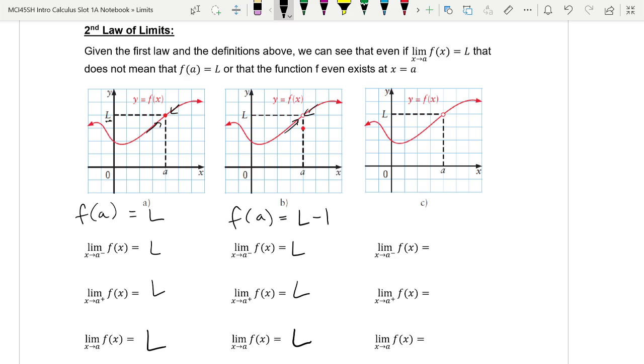And then, of course, there's the more traditional case: there's a hole in my function. So f of a does not even exist. It's undefined. But when I approach it from the left, I'm approaching L. When I approach it from the right, I'm approaching L. So since those two things agree with each other, the limit is L.